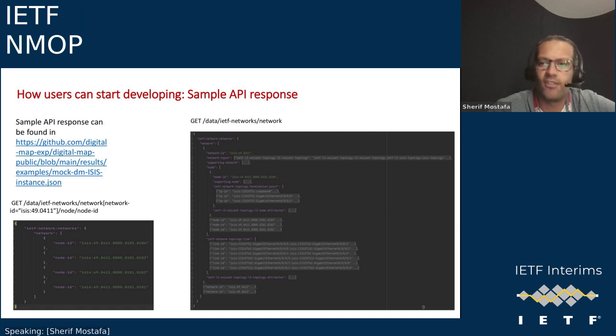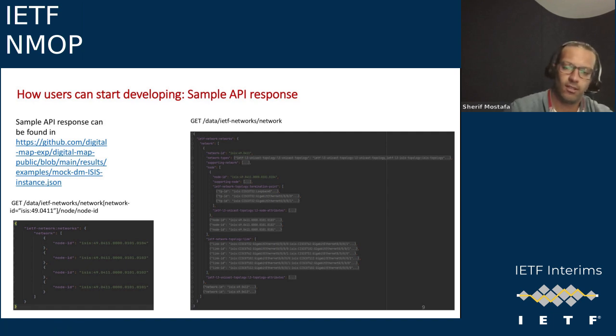Yeah, next one is the last slide, so I'll be quick. The right one is the full one. The left one is where you can do a filter, so you can show me the nodes under this network ID, and I have an example here on the link, the GitHub link.